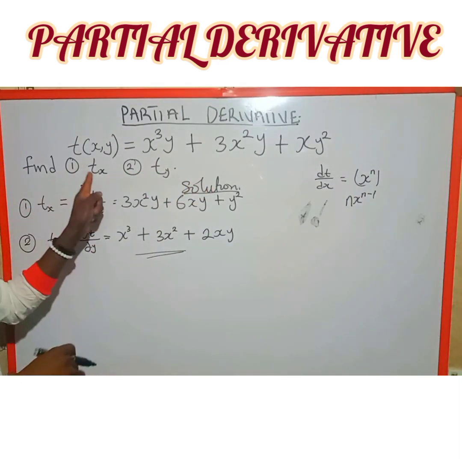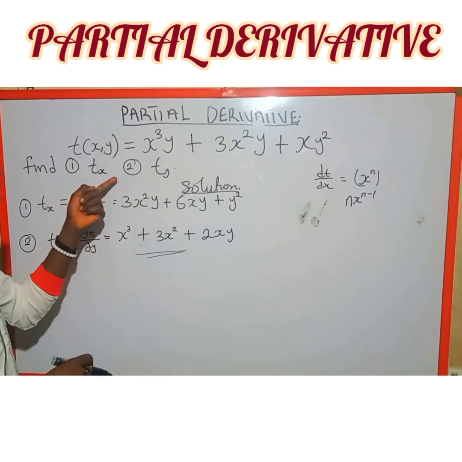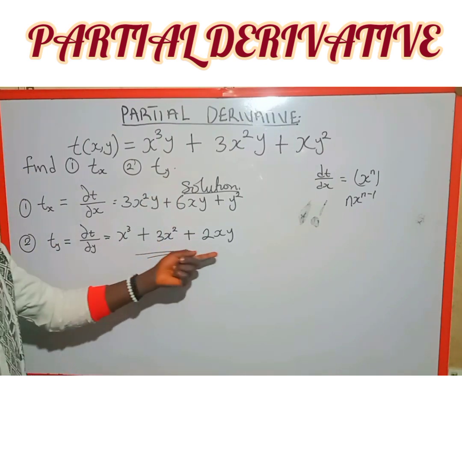So in the first one, T subscript s, we differentiate s and keep y as constant. And the second question says T subscript y, we differentiate y and keep s constant.